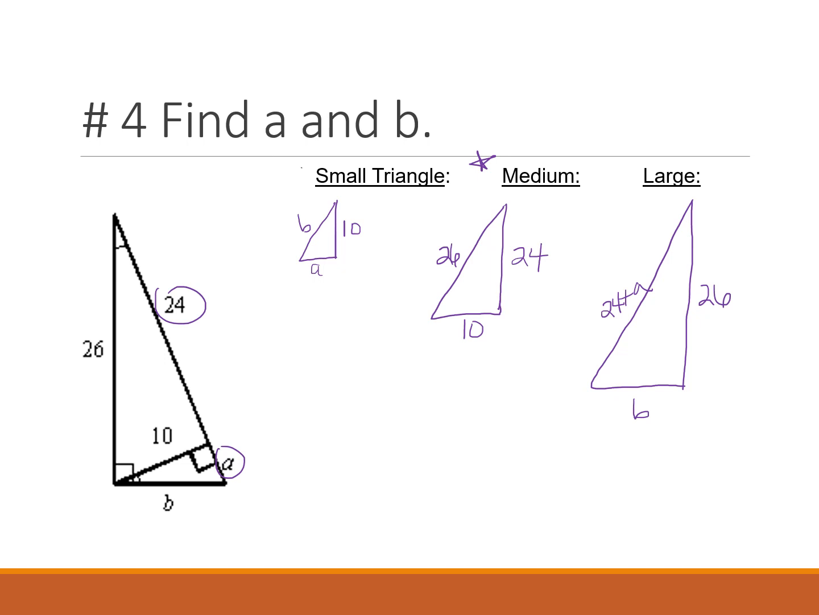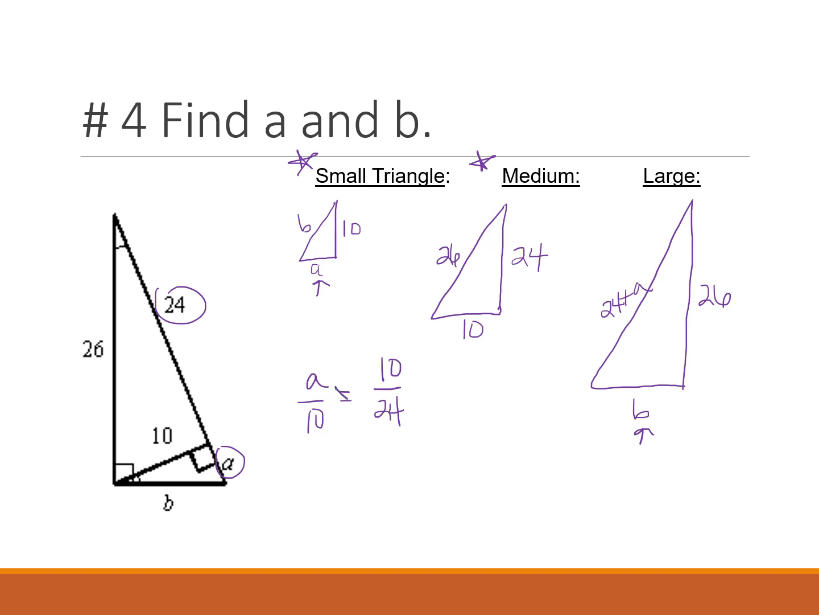So if I were to try and solve for A first, I would want to compare my small to my medium, so that I could do A over 10 compared to 10 over 24. The reason for doing this is that if I looked at my small triangle and my large triangle, we would compare A to B and I'd have 2 separate variables, and that wouldn't help me. So again, for A, I want to solve by comparing my small triangle and my medium triangle.